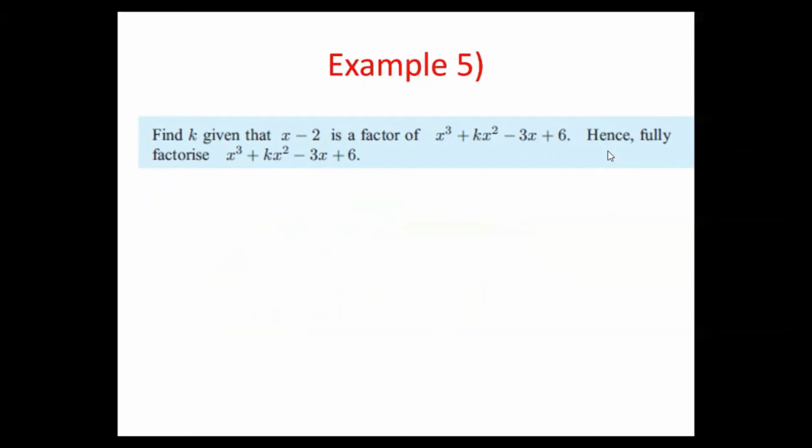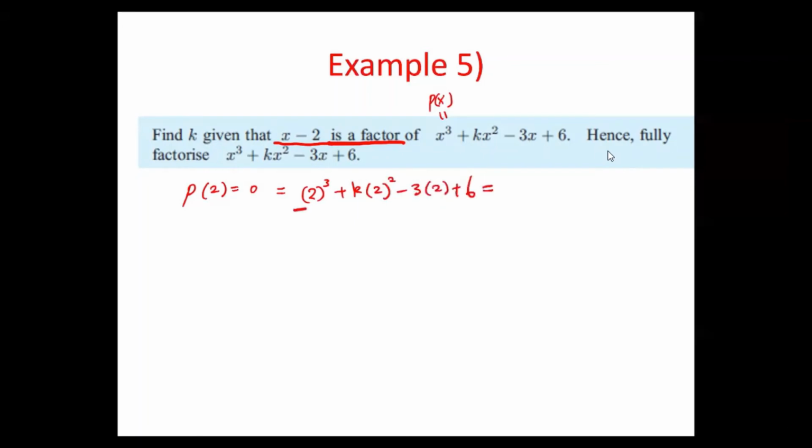So you have to find k such that x minus 2 is a factor of x cubed plus k, some unknown number k, x squared minus 3x plus 6. Hence, fully factorize this polynomial. My first clue is that this is a factor. As soon as you see this is a factor, you have to make a connection that P(2) is going to be 0. Okay? So this is given as P(x), for instance, and if you plug in 2, let's see what happens: 2 cubed plus k times 2 squared minus 3 times 2 plus 6.